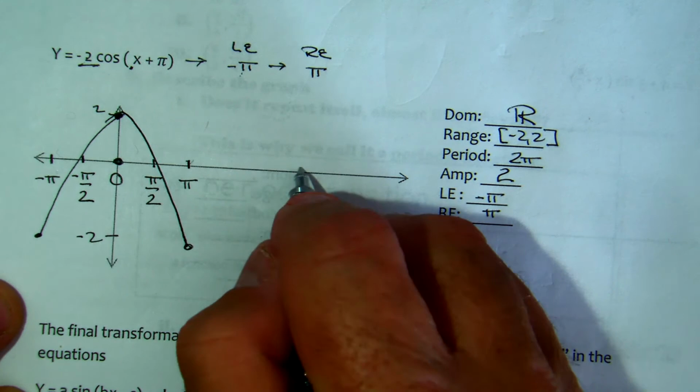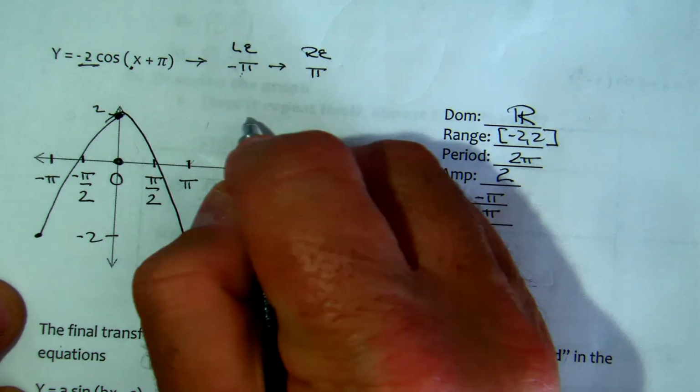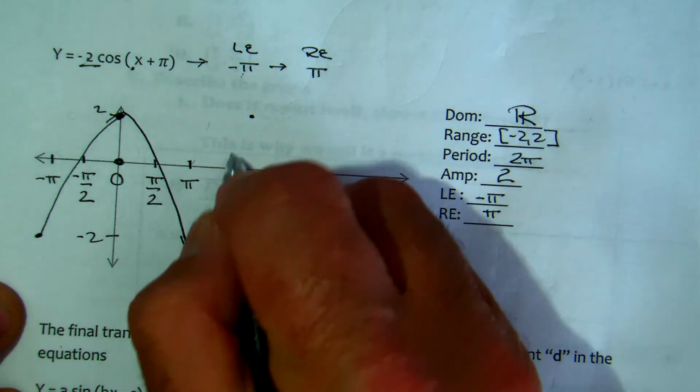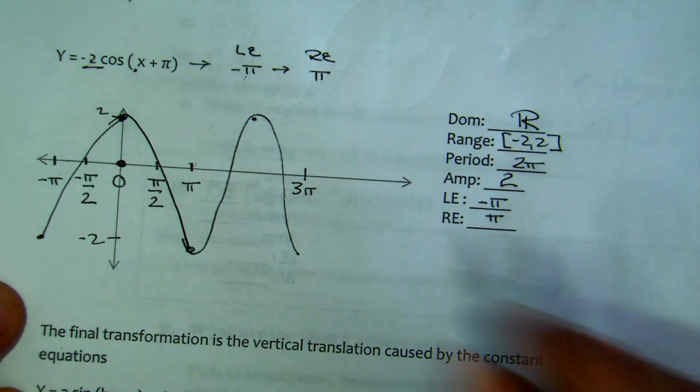If I add 2 pi to pi, I'm going to be at 3 pi. Try to eyeball. And there we go.